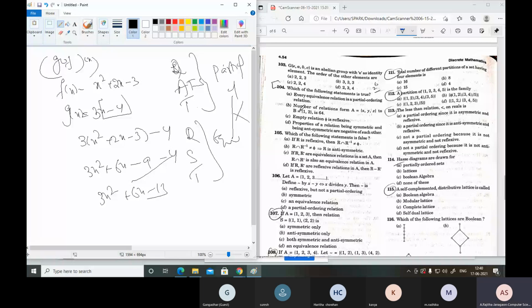Every equivalence relation is a partial order relation only sometimes; this is possible. I will give you an example. Suppose you can observe here, phi is reflexive, but here they said phi is reflexive. This is a false statement, and here also B. Suppose you can observe this: 1, 2 is 64. The number of relations from these two, here 1, 2, 3, which is how it should be given in the question here.